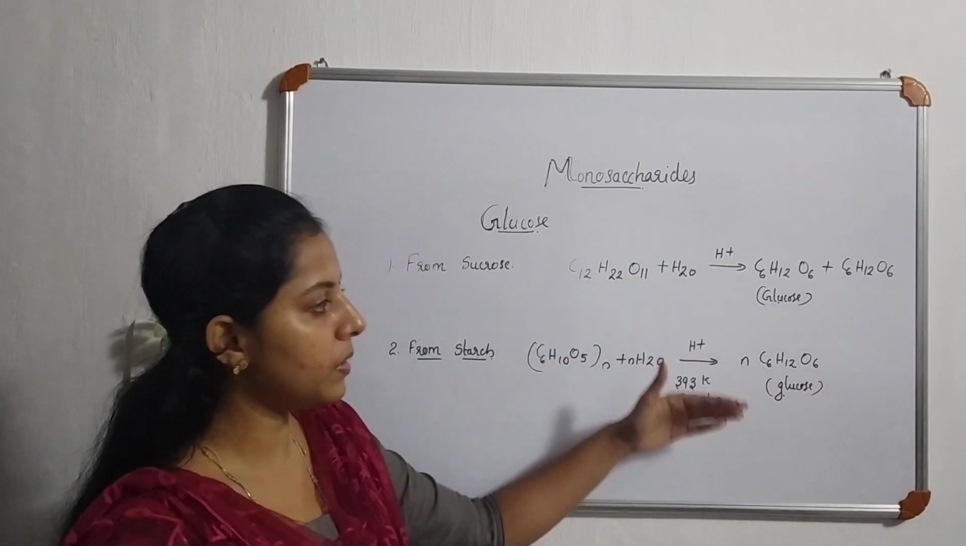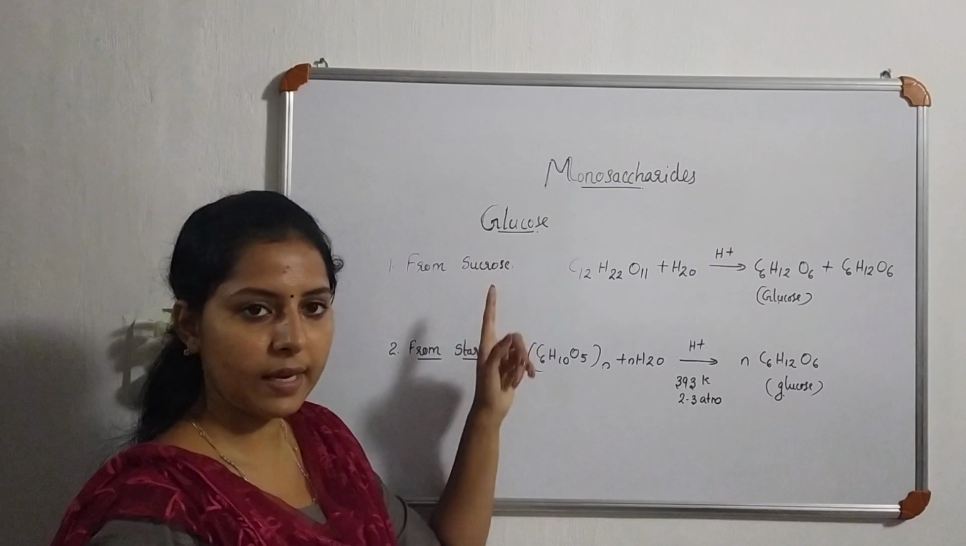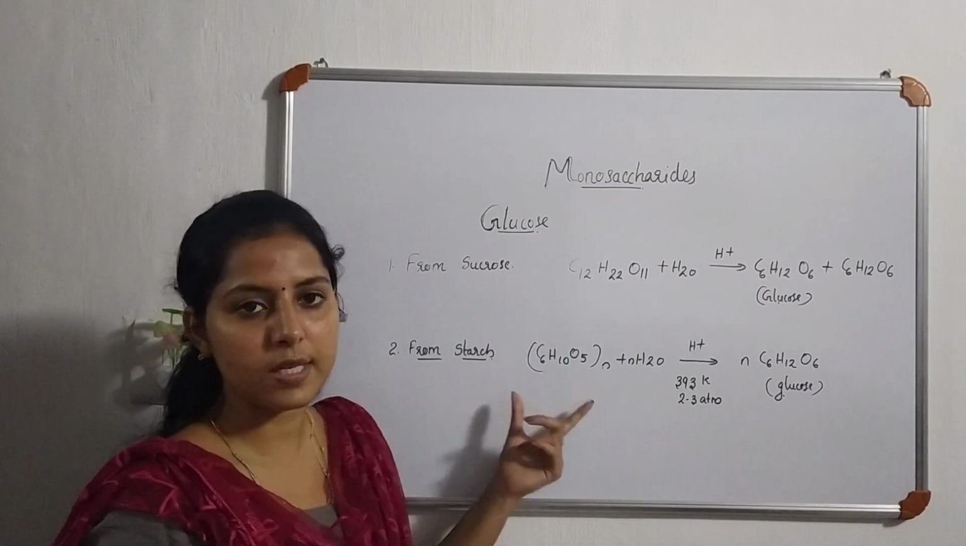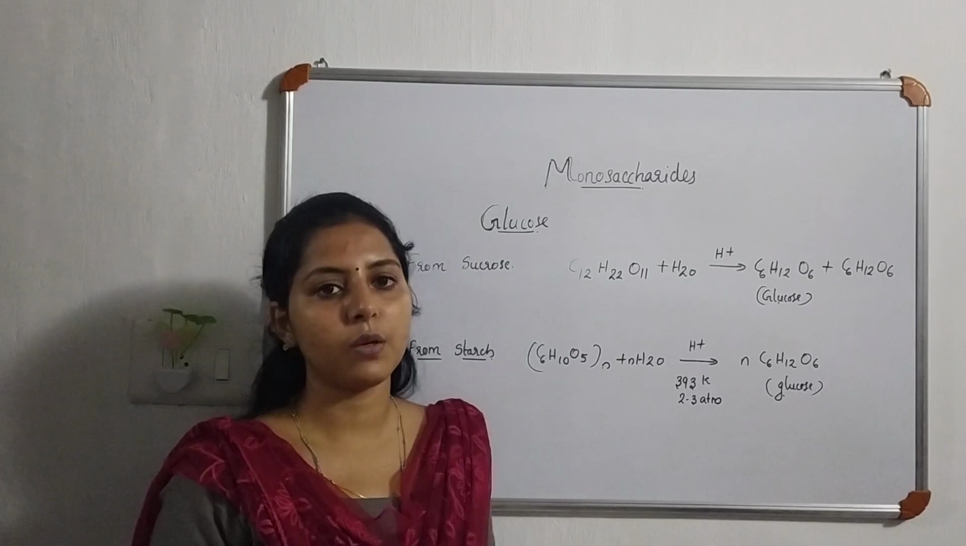So these are the two methods of preparation of glucose. First, from sucrose, it's a disaccharide. Second, from starch, it is a polysaccharide. Both on hydrolysis in an acidic medium give glucose.